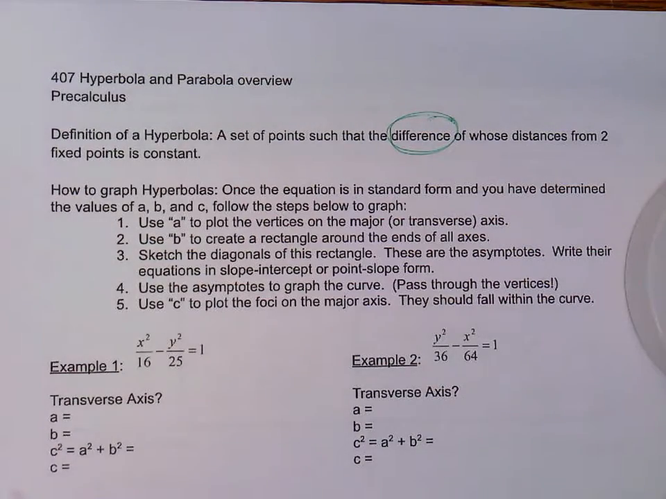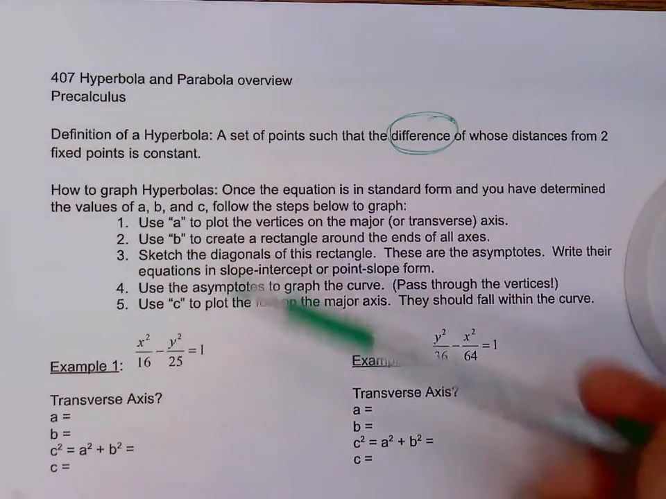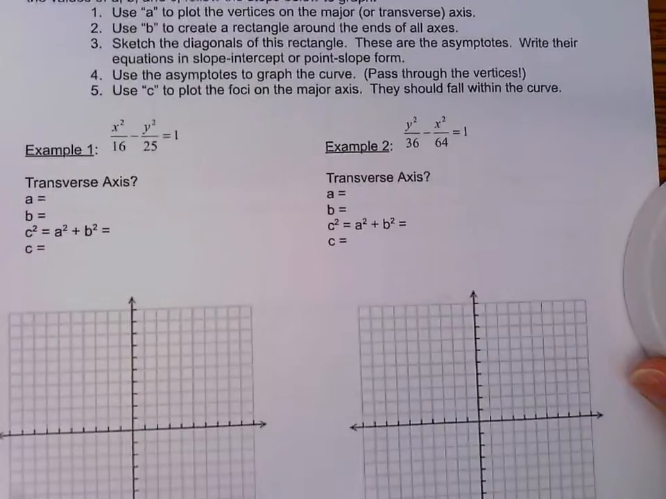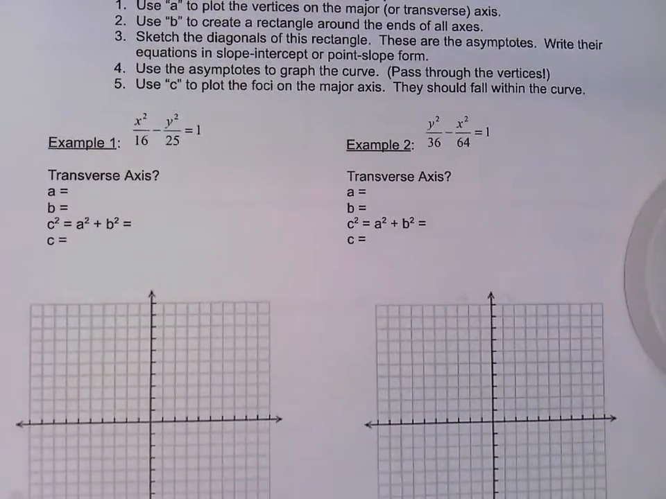It's harder to show the difference, but you can see there's a minus sign down here in this equation. That's what's telling you this is a hyperbola instead of an ellipse. Everything else about the equation is actually the same. So here are steps to follow, but I'm just going to show you the steps. The other difference is vocabulary. In an ellipse, we talked about the major and minor axes.